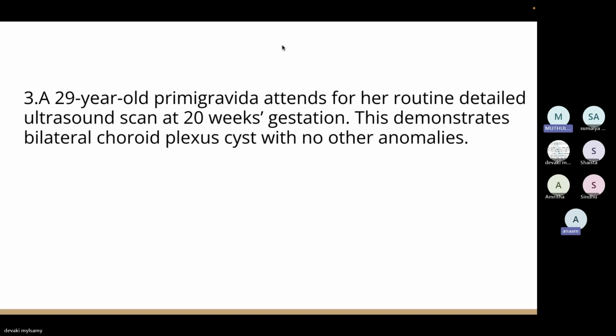So room number 3 is a patient with anomaly scan showing bilateral choroid plexus cysts in a 29-year-old primigravida with 20 weeks of gestation, no other anomalies. Isolated bilateral choroid plexus cyst just needs follow-up. The patient has to be reassured and followed up as per regular antenatal care. No immediate action will be recommended to the patient.